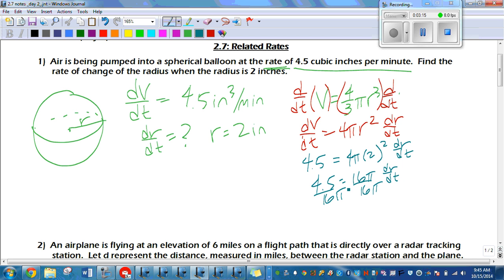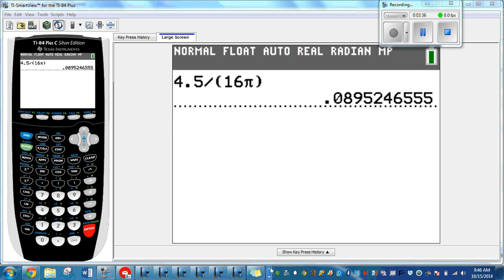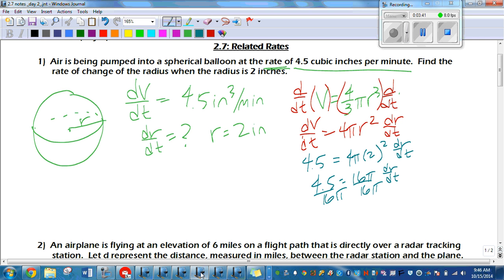Now be careful when you do this in your calculator. You need to make sure that you have that 16 pi in parentheses. Right? If you don't have the 16 pi in parentheses, the calculator is going to do 4.5 divided by 16, get that answer, and then multiply it by pi. We're going to round this to 3 decimal places, just like the AP test. So we end up with 0.09. So dr/dt comes out to 0.09 inches per minute.